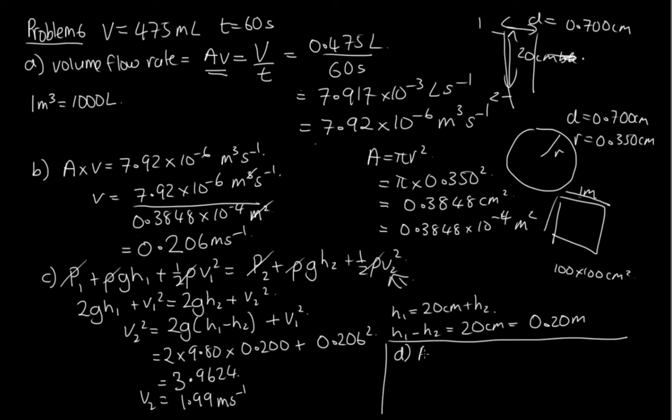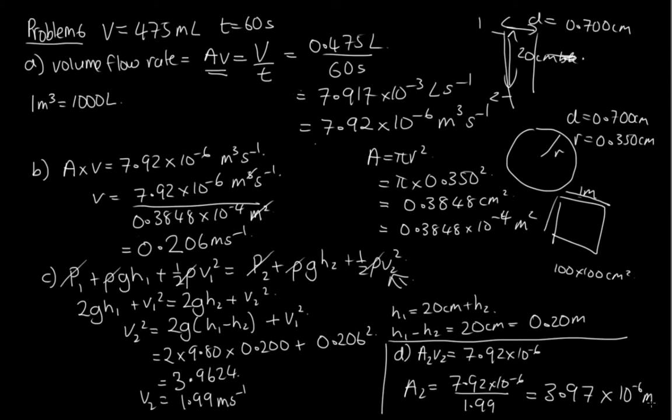So we've got that A2 V2 is equal to the same as it was up the top, so that's 7.92 times 10 to the minus 6, and we know this velocity. So that tells us that the cross-sectional area at 2 is 7.92 times 10 to the minus 6 divided by 1.99, and so this is equal to 3.97 times 10 to the minus 6 meters squared.